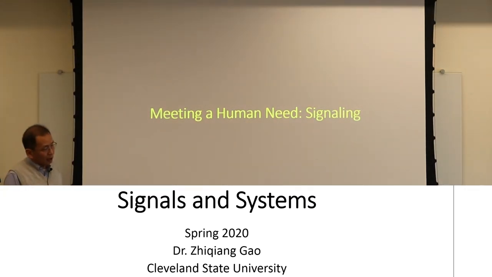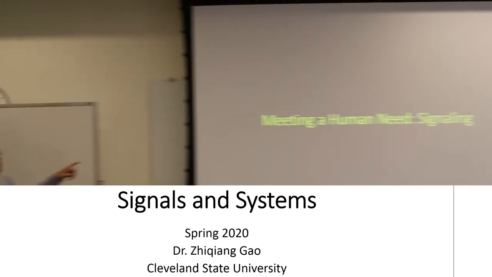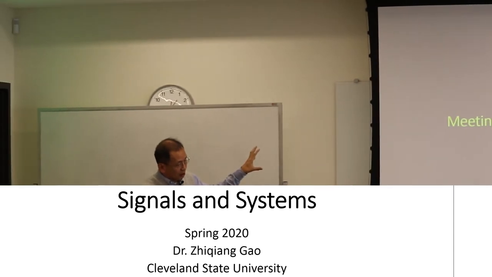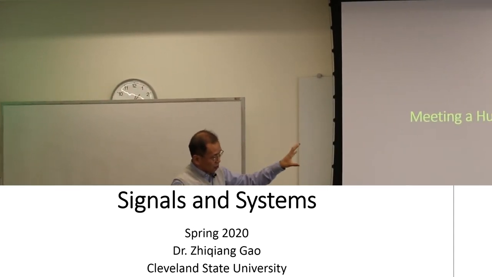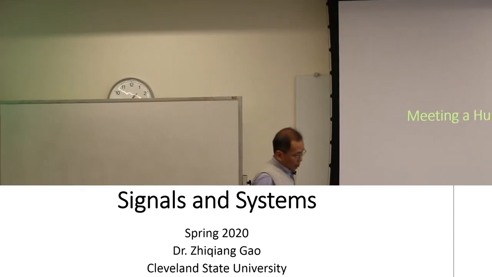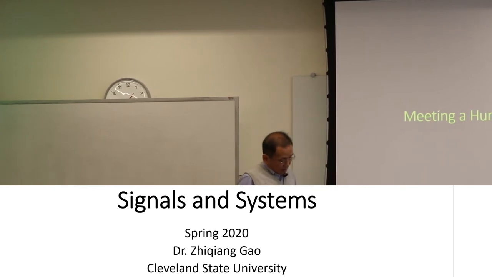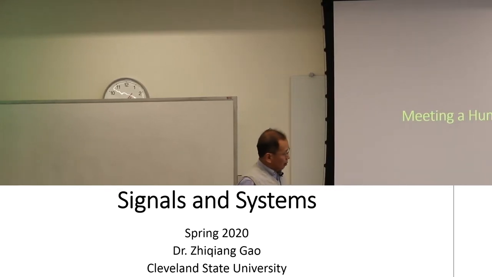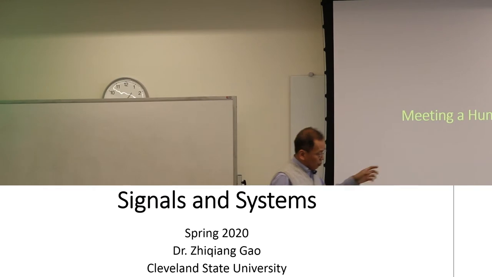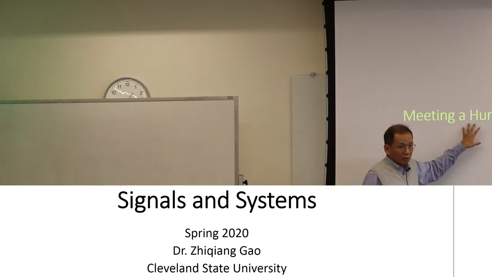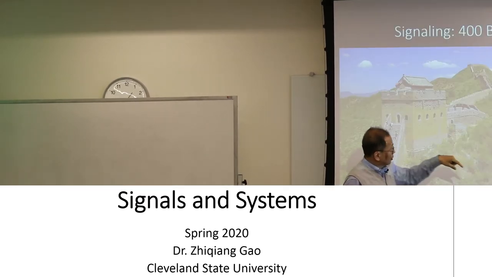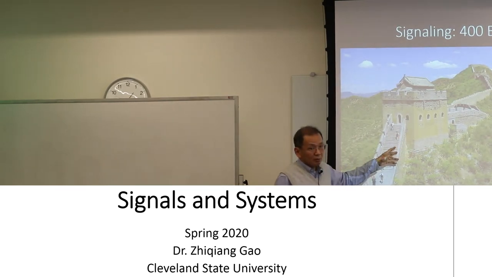Before we get to Michael Faraday, we have to stay true to our course, signals and systems. The first discovery, from electricity to mechanical motion, was used to meet a human need. And what's a human need?